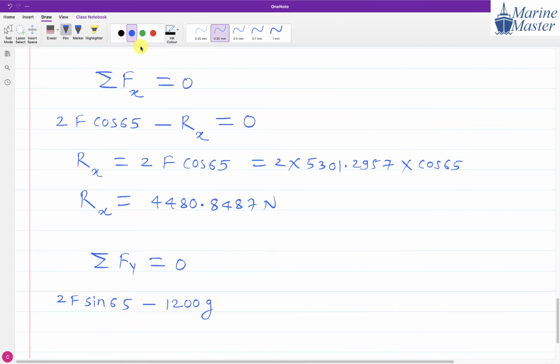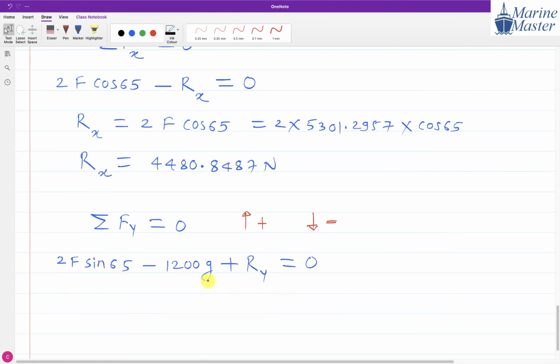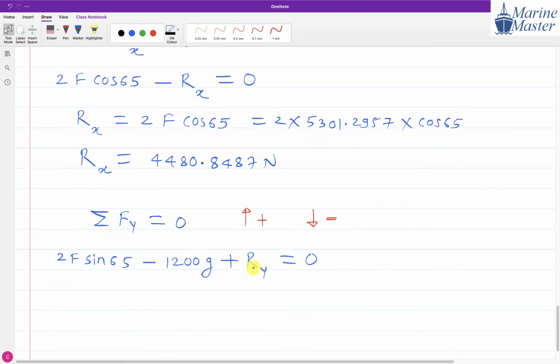Here also, will we be looking into clockwise and anti-clockwise, sir? Here we are not looking at clockwise or anti-clockwise. Here we are taking upward positive, downward negative. This is not a moment, sir. This is summation of forces. So the 2F sin 65 is positive and 1200G will be negative, because it is in downward direction. And Ry is positive because it is in upward direction.